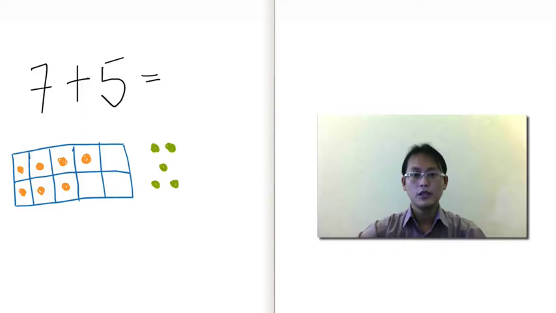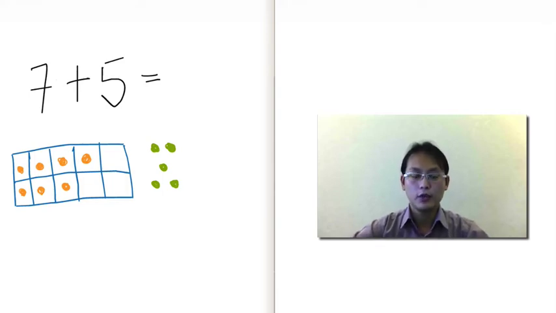Today we will be learning about addition, adding up to 10 and using number bonds. First, I'm going to show you how to use pictorial representations to show your children how to break up numbers in order to add them easily.